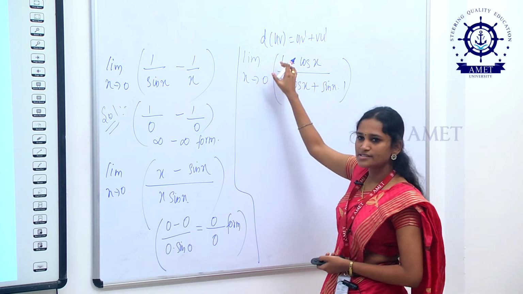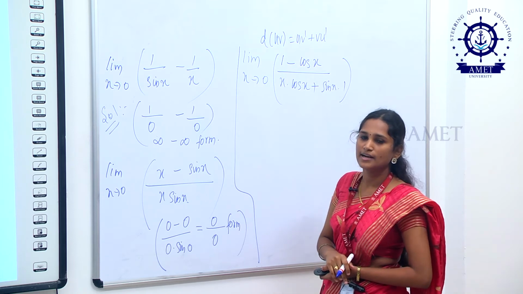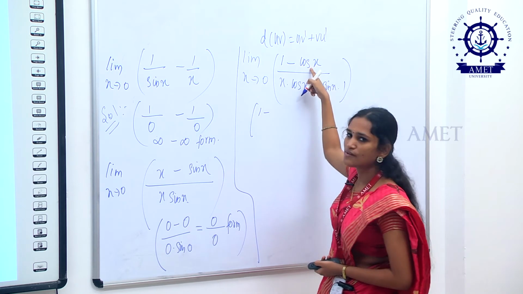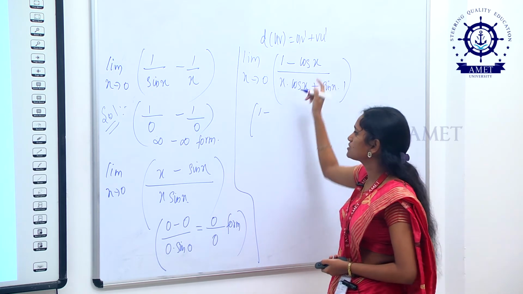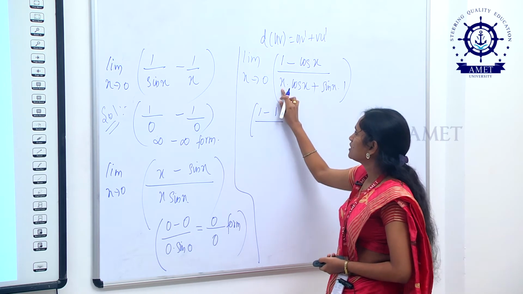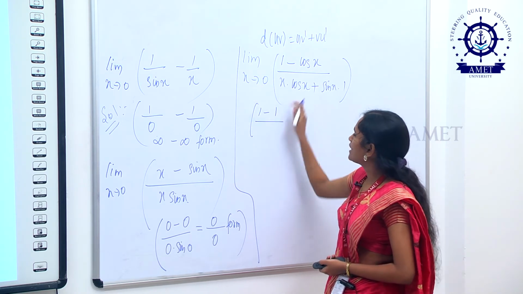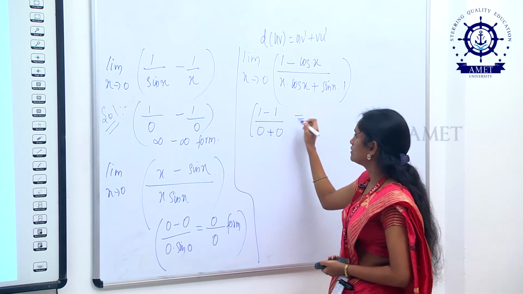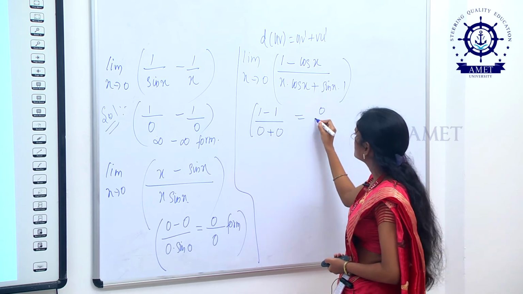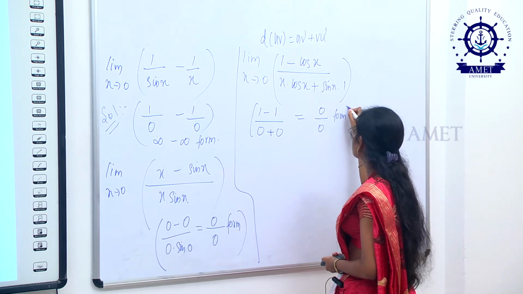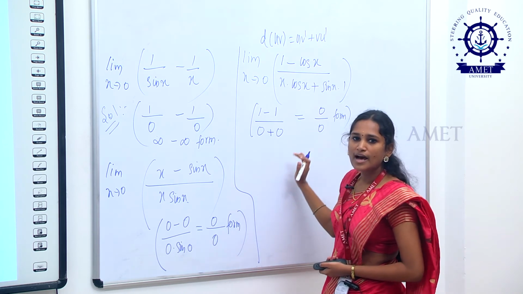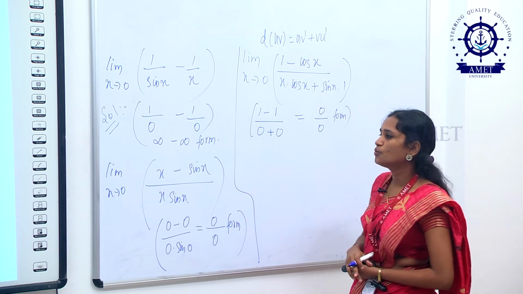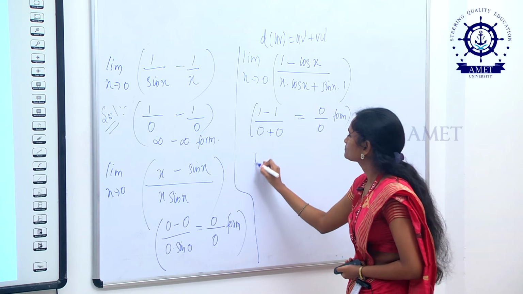Again substitute the limit value in the numerator and denominator separately. Here 1 minus cos x, substitute x value 0, cos 0 is nothing but 1, divided by, here the first term is 0 into anything, which becomes 0, plus sin 0 is nothing but 0. Which is equal to 1 minus 1, it has 0 divided by 0. So again it has a 0 by 0 form. What do we have to do? Differentiate the numerator and denominator separately once more.